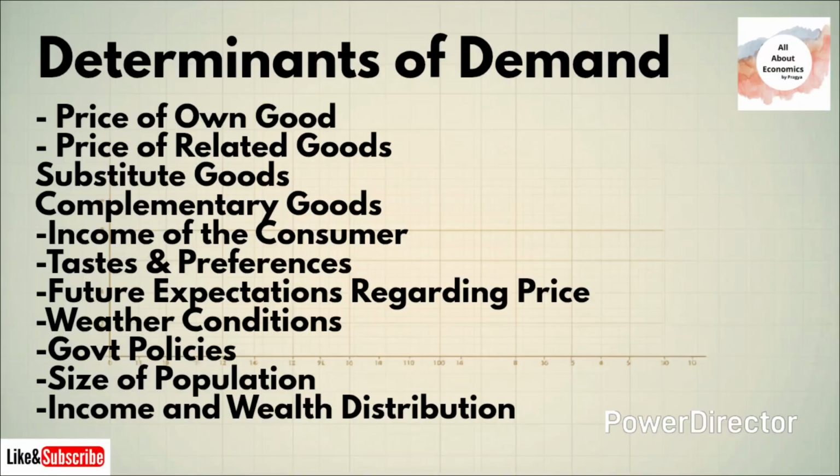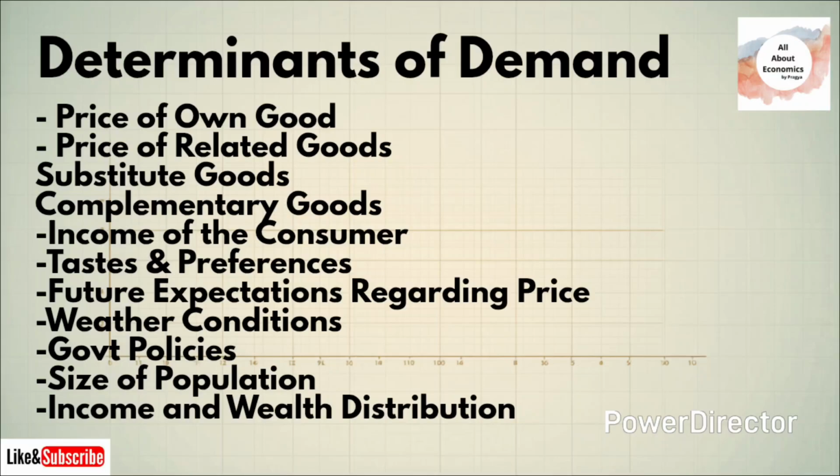Then is income of the consumer. The more the income, the more the demand, and the less the income, the less the demand. Then comes taste and preferences. Somewhere there are things like social media trends. If it's a favorable trend, then the demand increases, and if it is not a favorable trend, then the demand decreases.